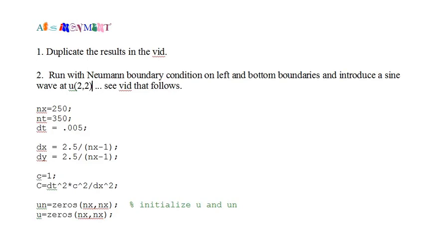The assignment is as usual to reproduce the results in the video and also to run the program with Neumann boundary conditions all around and introduce a sine wave at location 2, 2. The program outline for both problems follows.